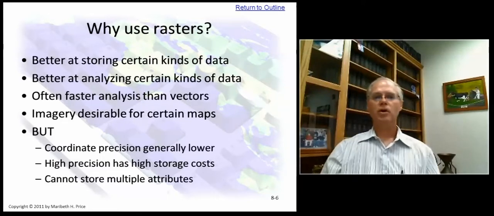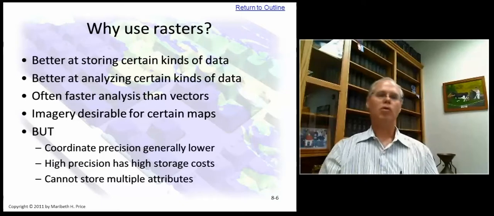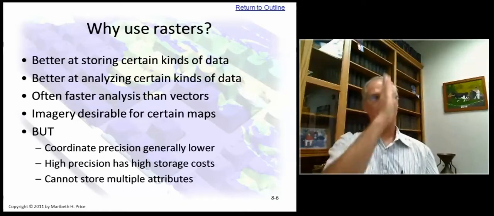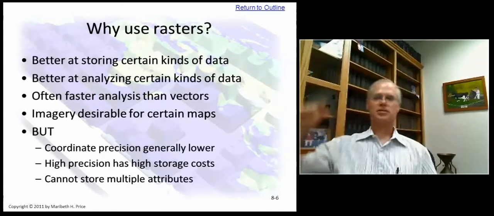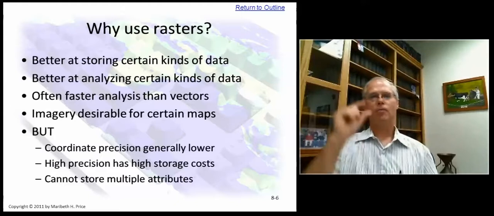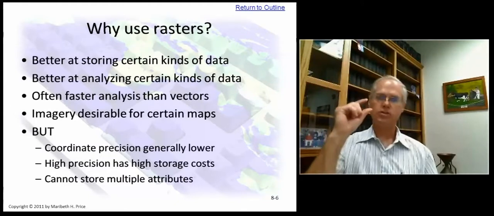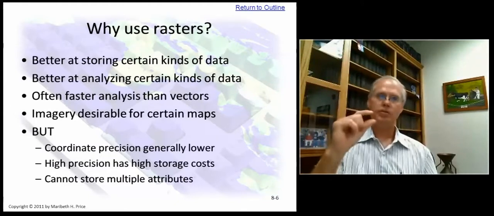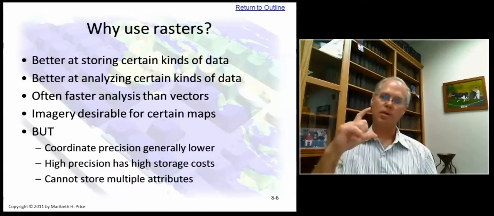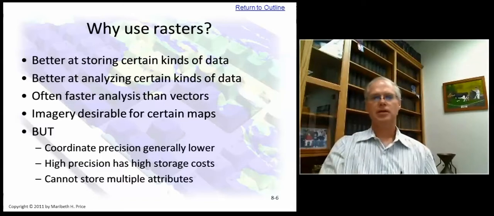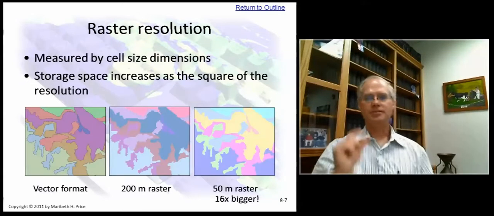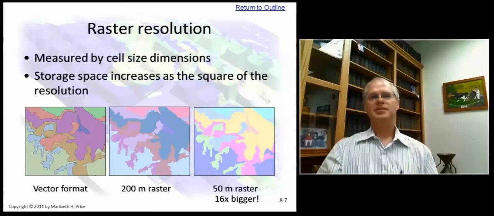Keep in mind though, precision is generally lower because now we're gridding it. Okay, instead of drawing a line around a vector, we've got blocks all over. If you want more precision, you just make smaller blocks. The smaller the block, the more storage I need, the more memory I'm using up, the slower things are going to run. So bigger blocks are better, but it's not very precise. And the other thing is you cannot store multiple data in each raster. You have to have multiple rasters for multiple data. So what is this block size, this resolution? That's basically a cell size dimension.